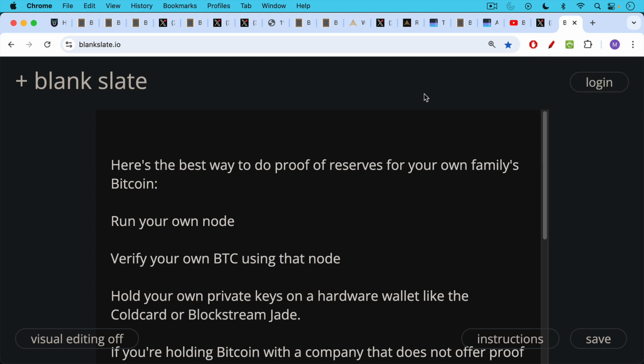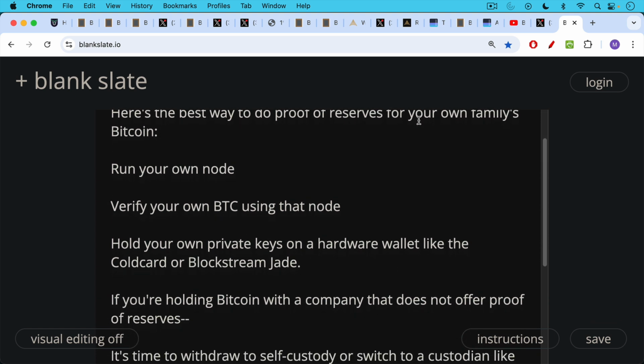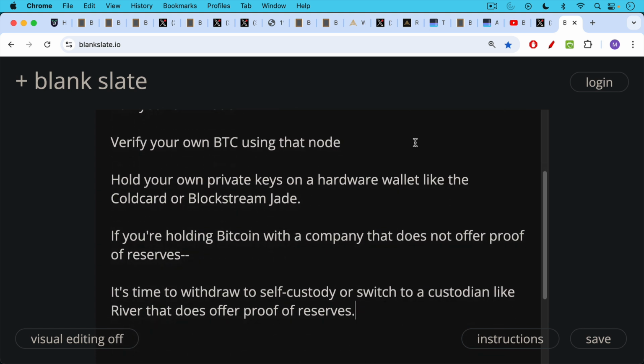Here's the best way to do proof of reserves for your own family's Bitcoin. Run your own node, maybe using Start9 or just downloading Bitcoin Core on a laptop. Verify your own Bitcoin using that node. Download the Sparrow wallet and connect it to your node. And then hold your own private keys on a hardware wallet like the Coldcard or Blockstream Jade that's connected to the Sparrow wallet. And if you're holding Bitcoin with a company that does not offer proof of reserves, for example, Coinbase these days, it's time to withdraw to self-custody or switch to a custodian like River that does offer proof of reserves.